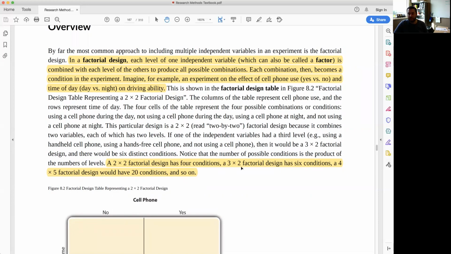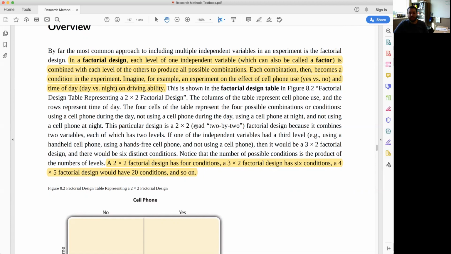You can have a 3 by 2, which means that you have 3 levels. So maybe instead of day versus night, you have morning versus afternoon versus night. So that gives you 3 conditions in here. This would ultimately yield 6 different conditions, because you're going to have cell phone use in the morning, cell phone use in the afternoon, cell phone use at night, and then no cell phone use in those 3 as well. You'd also have just massive designs. A 4 by 5 would have 20 different conditions, and so on.